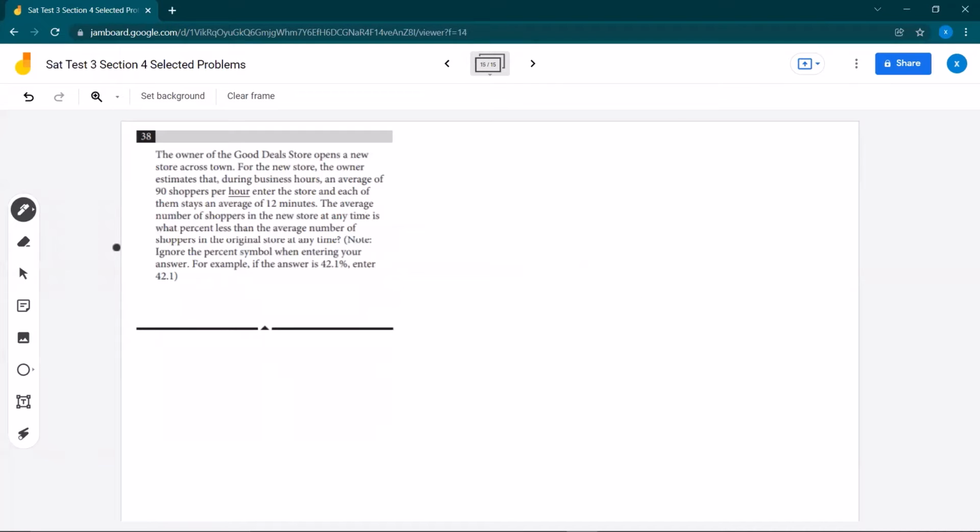Question 38. The owner of the Good Deal store opens a new store across town. For the new store, the owner estimates that during business hours, an average of 90 shoppers per hour, so 90 over 60 minutes, just going to write that there, and each of them stays an average T equals 12. The average number of shoppers in the new store at any time is what percent less than the average number of shoppers in the original store at any time?